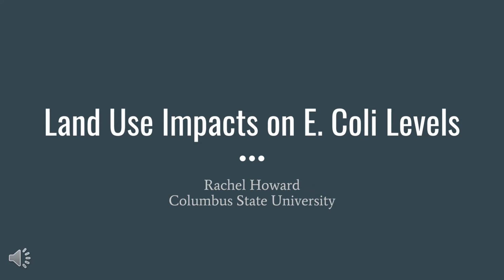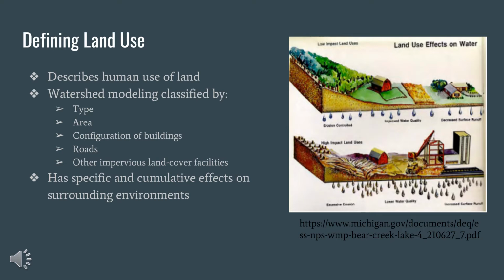I'm from Columbus State University, and today I'm going to be discussing how designated land use can affect E. coli levels in stream systems. Land use is often described as the way humans use land. Most of the designated land usage is defined by its type, area, structure of buildings, and impervious surfaces.